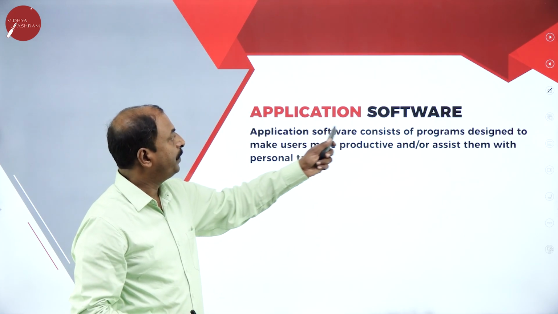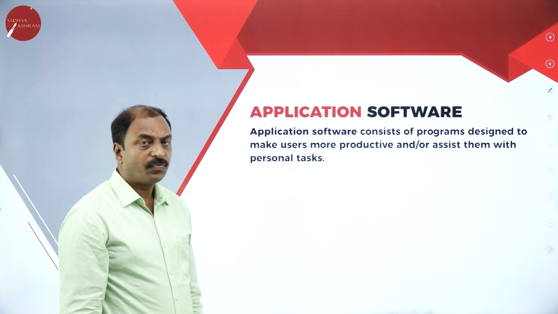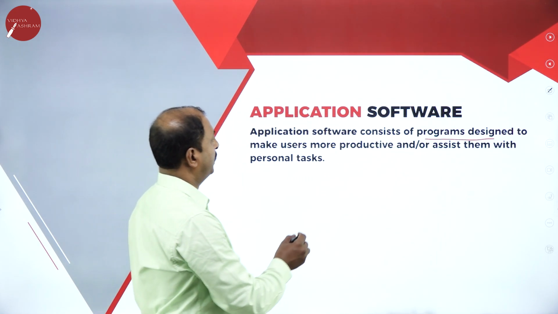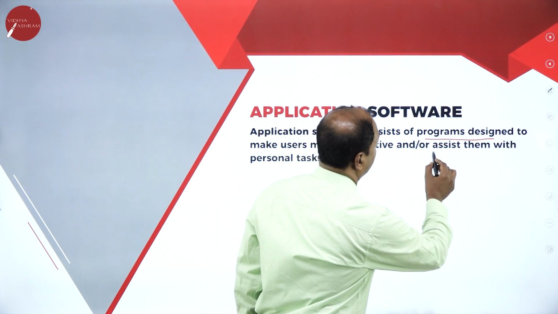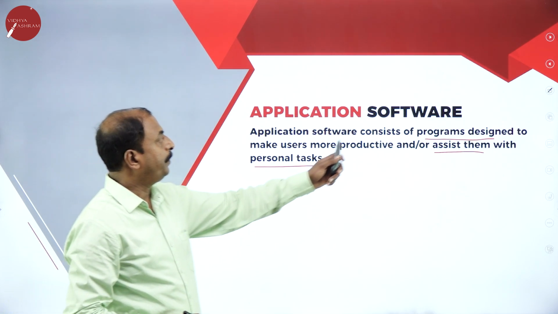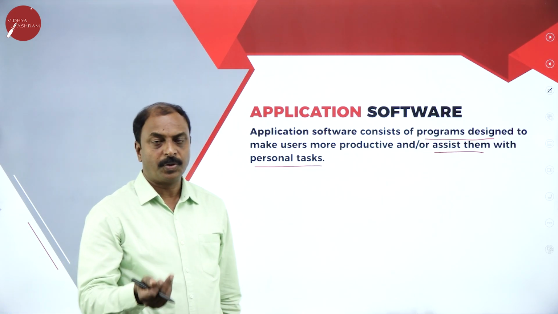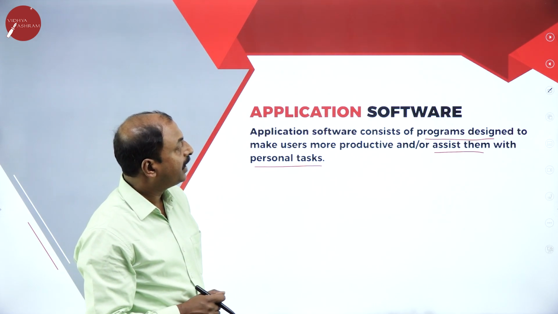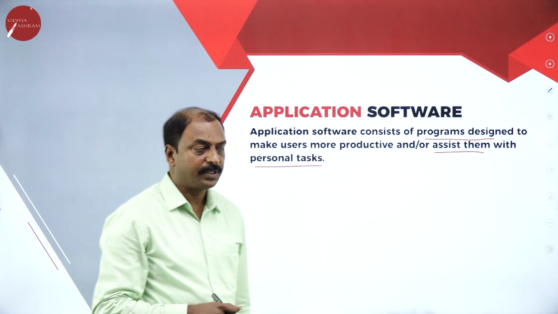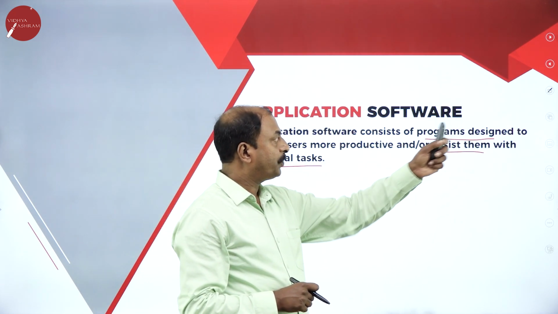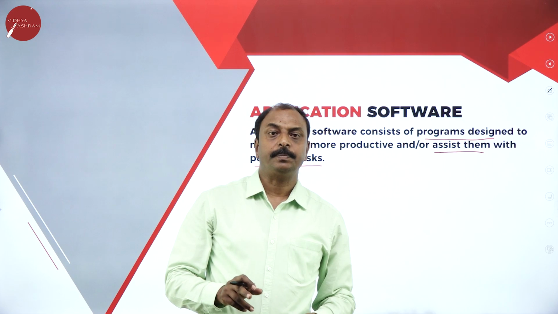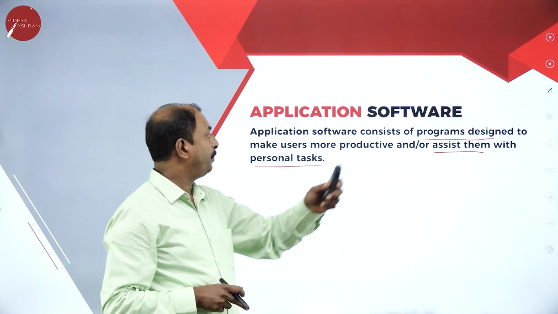The next definition is application software. Application software consists of programs designed to make users more productive and assist them with personal tasks. In other words, application software is a type of software developed for one particular application. I repeat once again: application software is a type of program designed for a particular or specific task. That is application software.